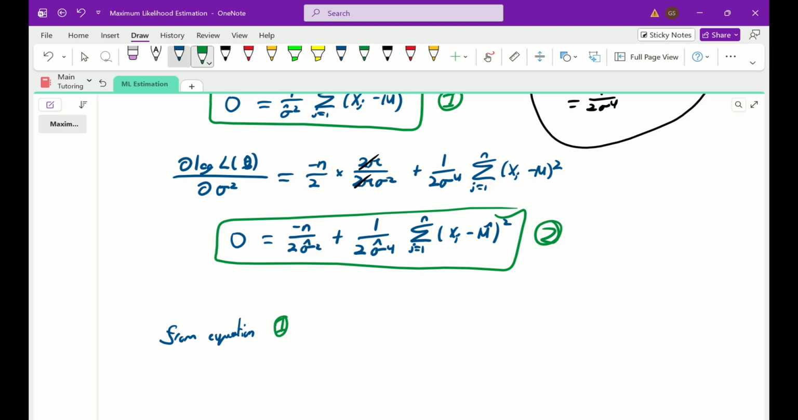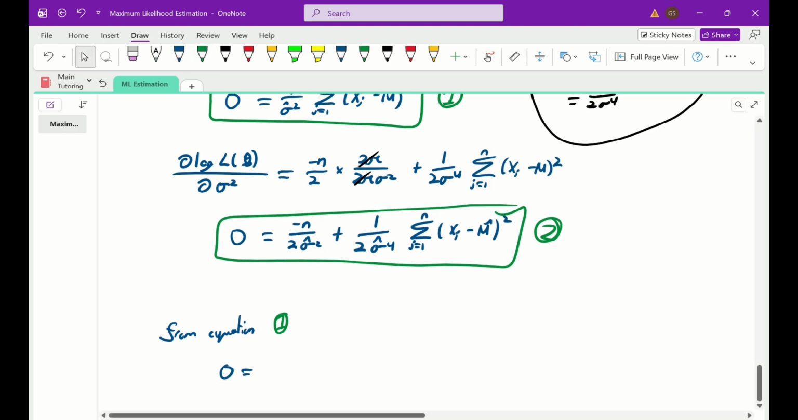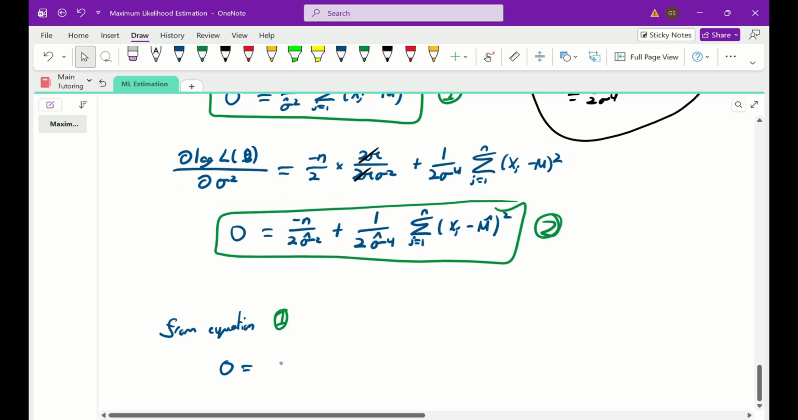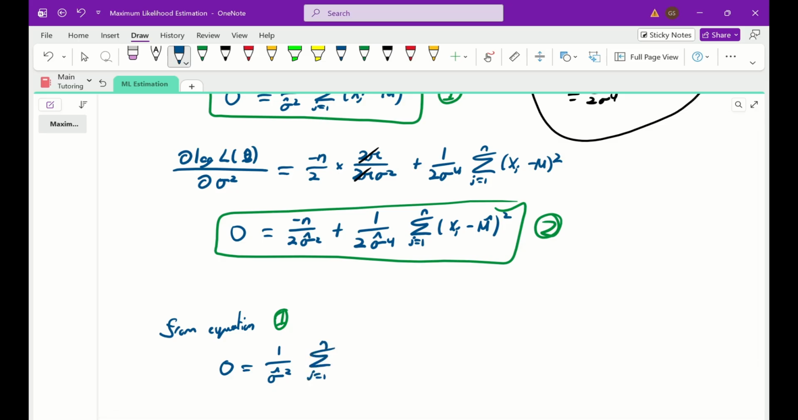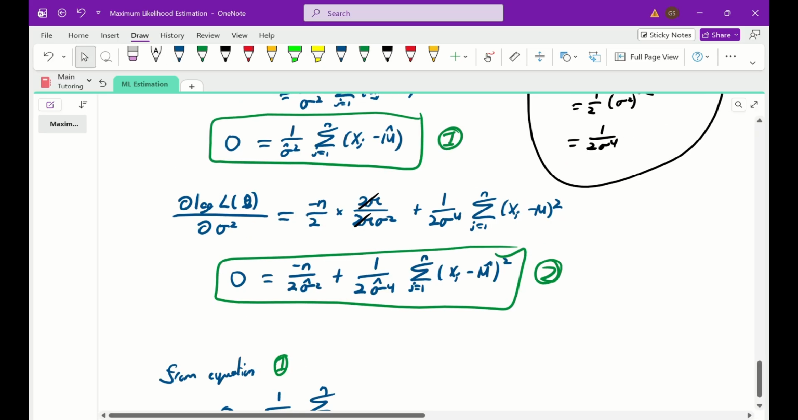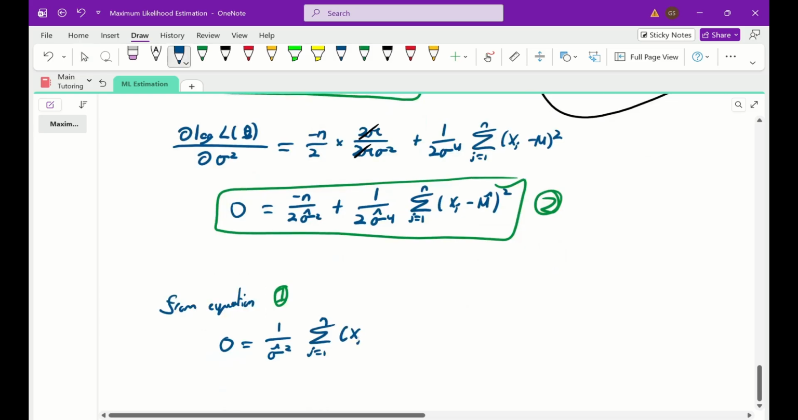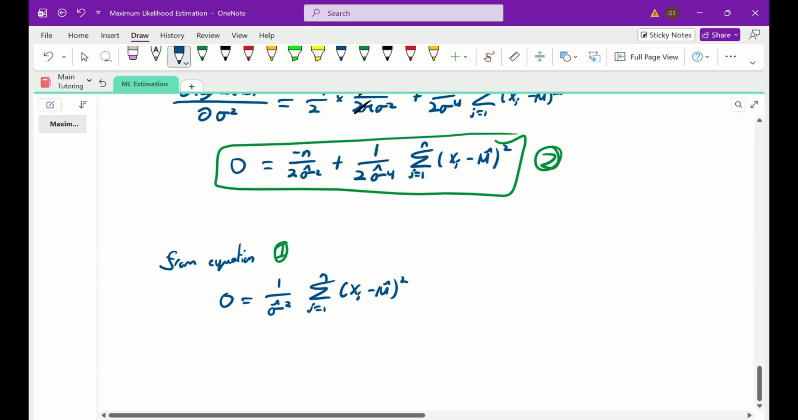So I'm just going to rewrite equation 1 down here. Equation 1 tells us that 0 equals 1 on sigma hat squared, sum from j equals 1 to n of xj minus mu hat squared. So when is this equal to 0? Well, we can just cancel off this term, it doesn't matter, multiply it to the other side.